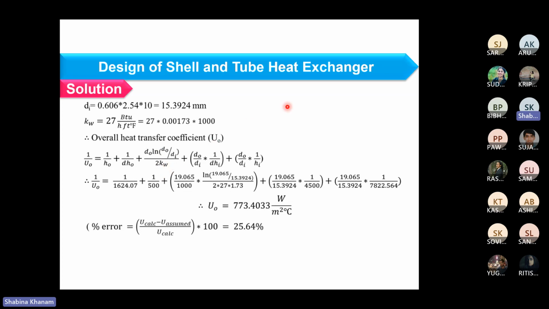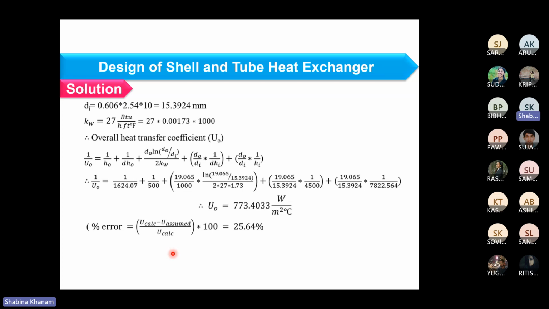KW is the material property, the thermal conductivity of the material. If, let's say, you have chosen carbon steel, then the KW value should be 27, and you can convert that into the required unit. And once I'm having this, we can find the overall heat transfer coefficient as 773.4 watt per meter square degree Celsius.